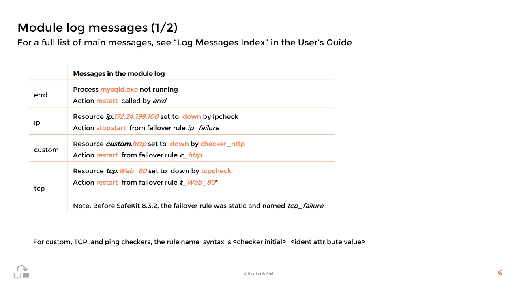Fourthly, the TCP checker has set its resource to down because it has detected an impossibility to make a TCP connection to the application. The action restart has been triggered from the failover rule t_web_80 to restart the application. Note that the failover rule names of TCP, ping, and custom checkers are prefixed by t_, p_, and c_.